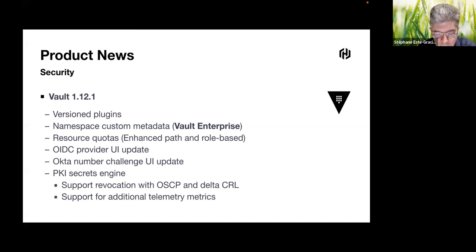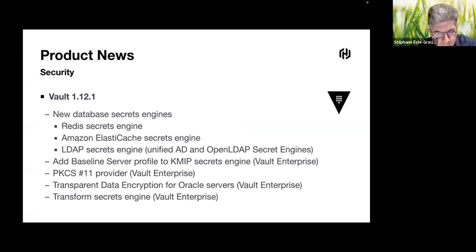On the PKI secret engine, two features have been added to support the revocation workflow by using OCSP and Delta CRL revocation lists. This way, the data transfer for revocation has been improved for this revocation workflow. Then additional telemetry metrics have been added as well for the PKI secret engine.